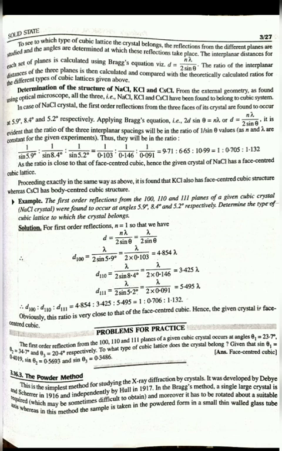Thus, they will be in the ratio 1 upon sin 5.9 degrees : 1 upon sin 8.4 degrees : 1 upon sin 5.2 degrees, which is equal to 1 upon 0.103 : 1 upon 0.146 : 1 upon 0.091, which is equal to 9.71 : 6.65 : 10.99, which is equal to 1 : 0.705 : 1.132. As the ratio is close to that of face-centered cubic, hence the given crystal NaCl has a face-centered cubic lattice.